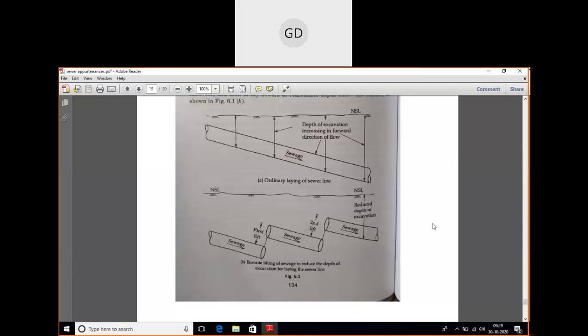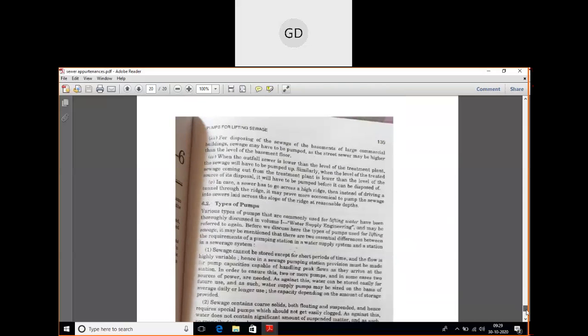Next, the third point: there are basements of big commercial buildings. When you need to dispose of the sewage from those basements, you have to pump the sewage from the basement to the street sewer. The street sewers are at a higher level than your basement, so you need to pump the sewage from the basement floor.